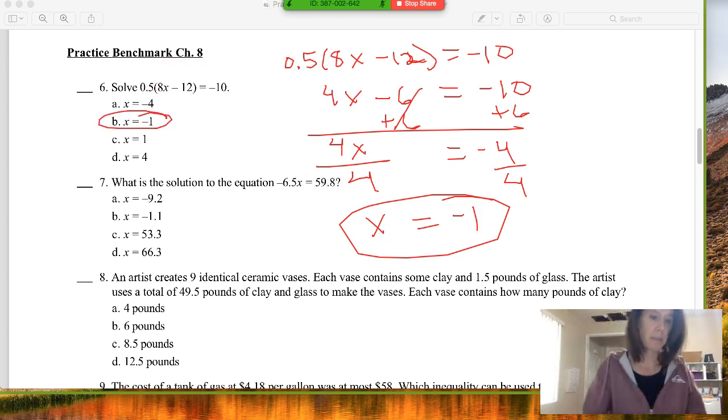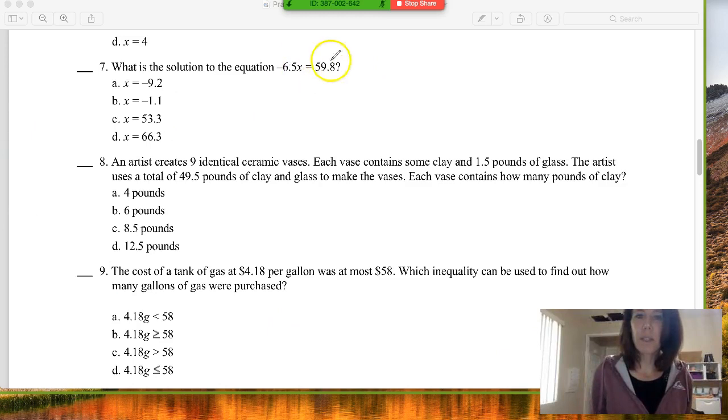it is. It's B. All right, what's the solution to this equation?